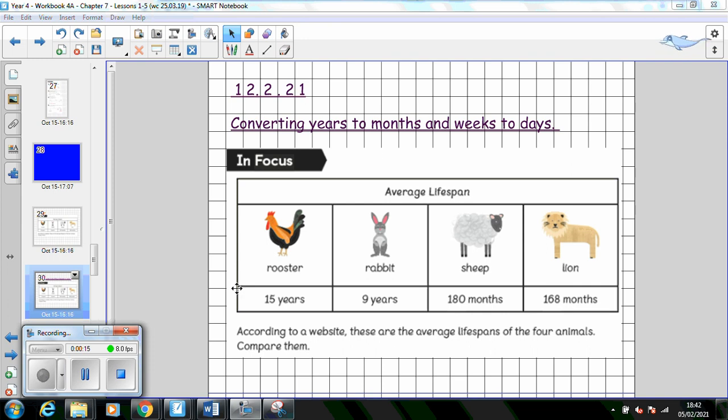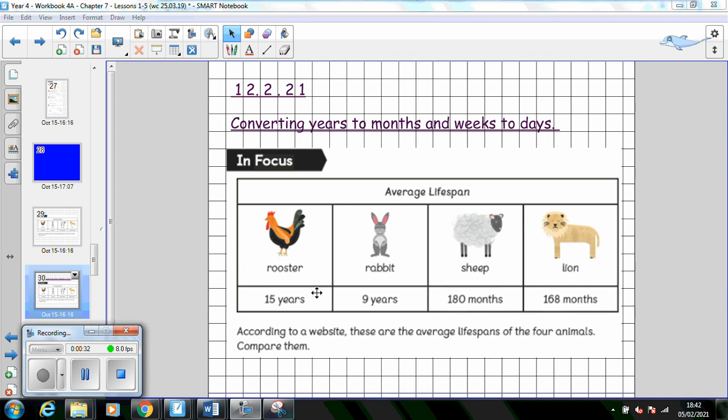So we will need to know how many months there are in a year and how many days there are in a week. If you don't know that, maybe you could pause the video and see if you could find out.